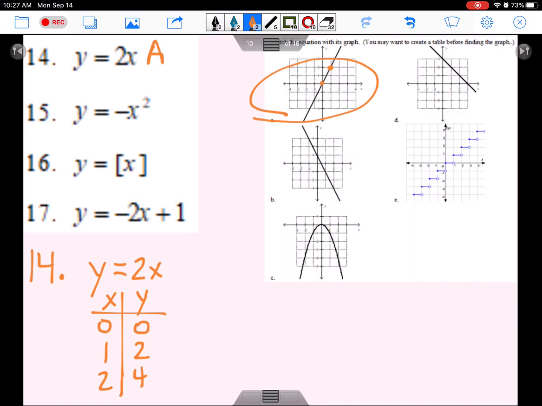15, we're going to square it and then multiply it by -1. So again, if we do a little xy chart, put in a few values. If we put 0 in, 0 squared is 0. If we put 1 in, 1 squared is 1. Make it negative, or the opposite, we get -1. If we put 2 in, 2 squared is 4. The opposite of that, -4. So we have a point at 0, 0, 1, -1, 2, -4. And so we see that choice C is the match for that.